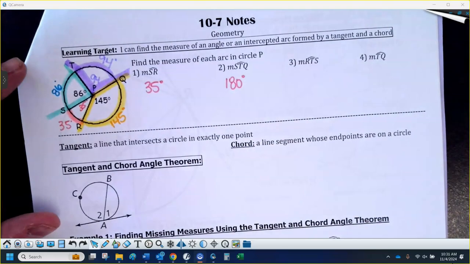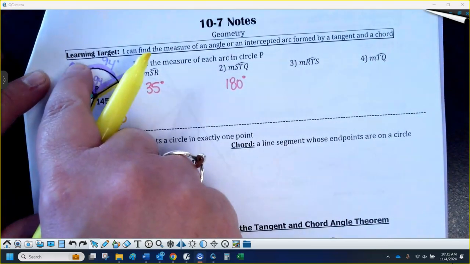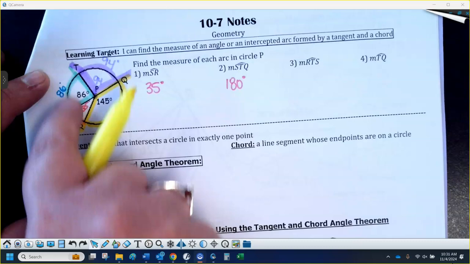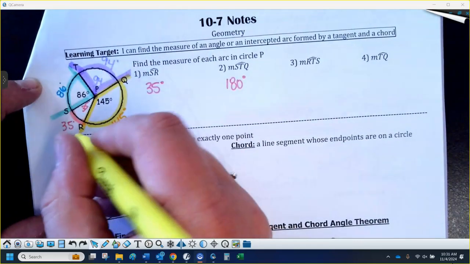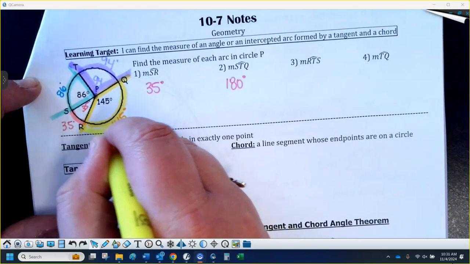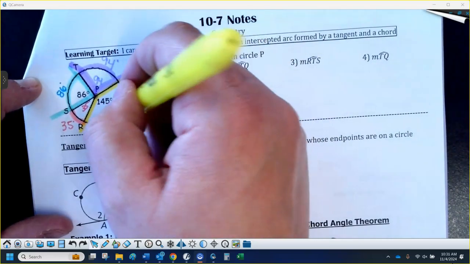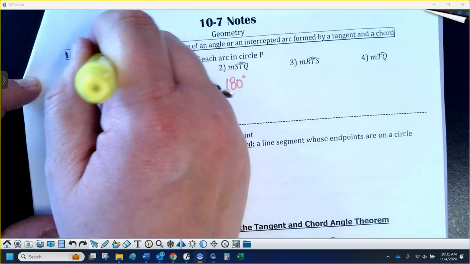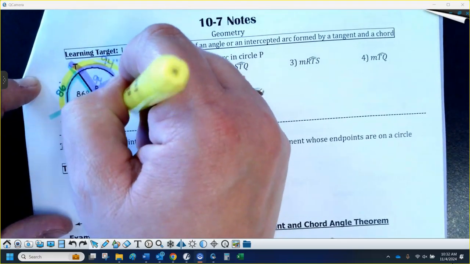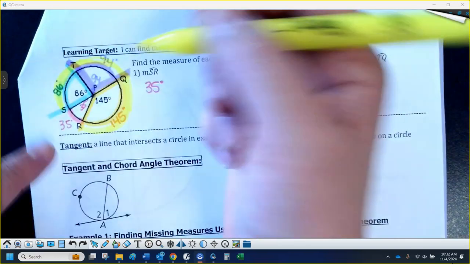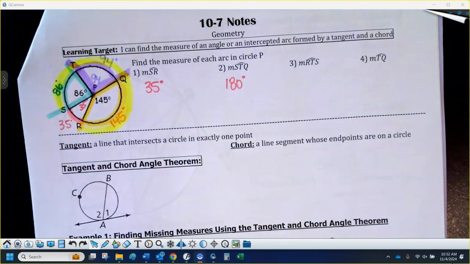RTS. Now my instinct is to go RT, but to get to S, I would have to go more than once around the circle. So I actually would go counterclockwise here. So you would start at R. I'm going to just go around the outside. R over to T, all the way back to stop at S. So it would be all of the circle except that little piece that I have colored in pink.